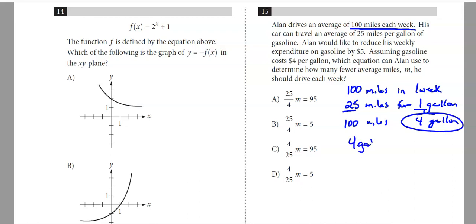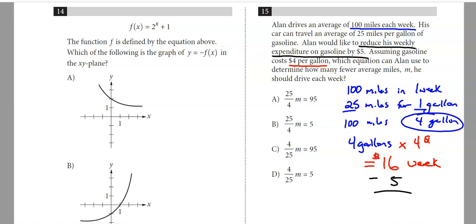So he's using 4 gallons per week. And then we need to multiply that by the price of gas. So the price of gas is $4 per gallon. So it looks like this kid is spending 16 bucks a week, which is pretty cheap. All right. Now it says here he wants to reduce his expenditure by $5. So when you want to reduce that by $5, we're hoping to spend $11 in gas per week. So that's what we're trying to kind of figure out here.